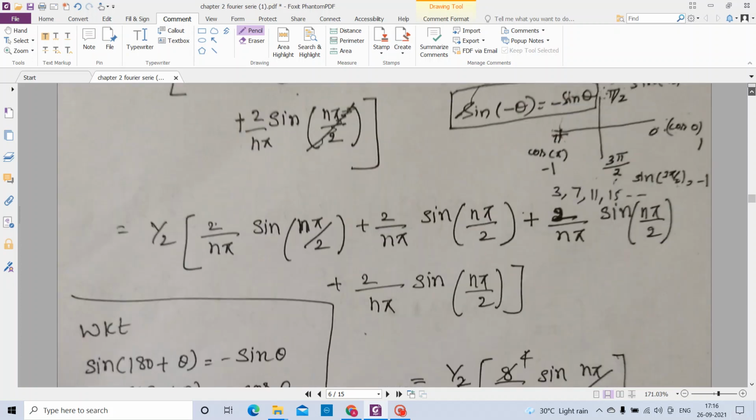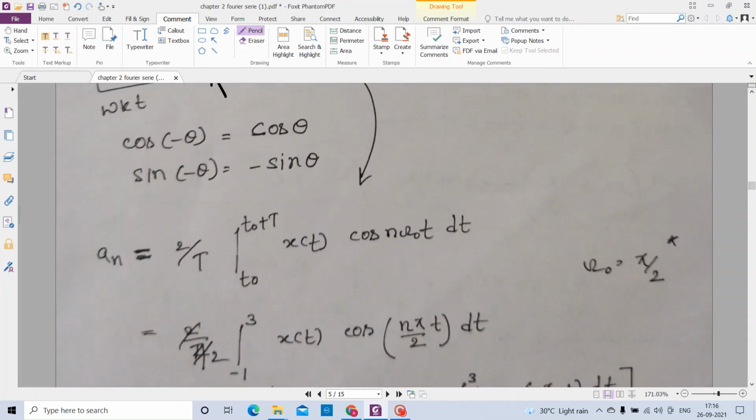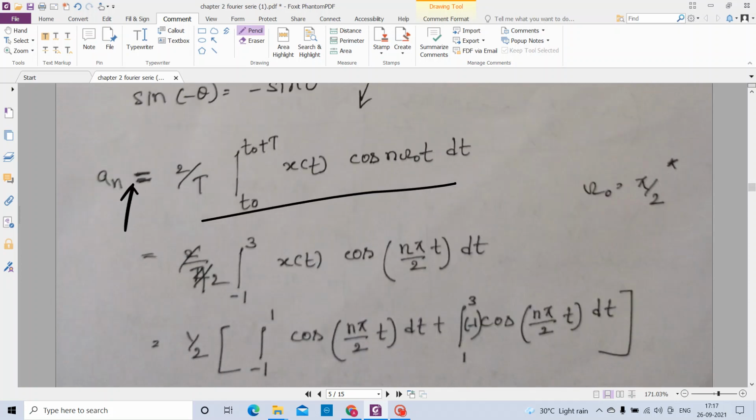After that, we have to determine the last coefficient, an, right? Now we got a naught as 0, and the bn coefficient is also 0. So now we have to determine the an coefficient value. For that we have to use this equation: 2 by T integral from t naught to t naught plus T of x of t cos n omega naught t into dt. Then just substitute the value of T as 4.